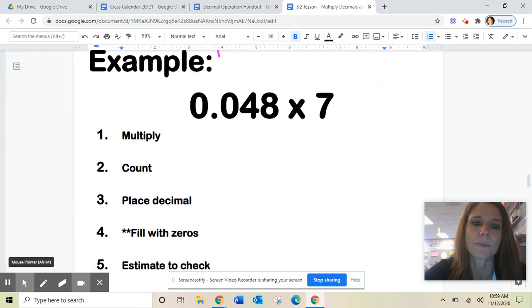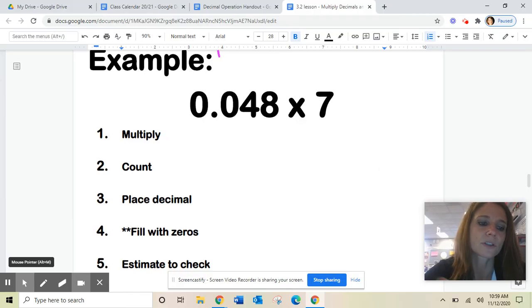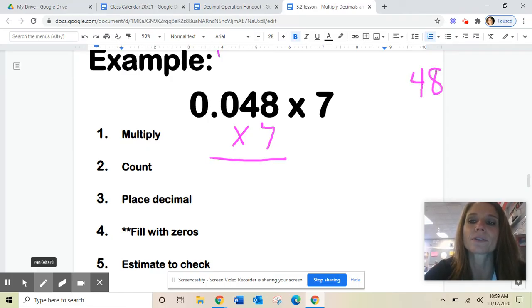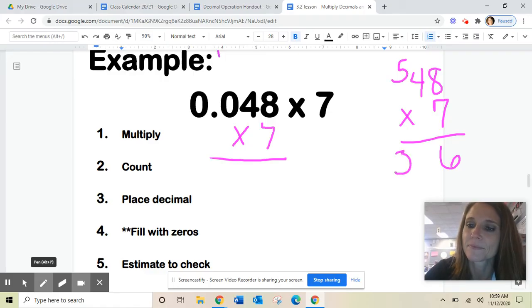Here's my next example. I'm going to multiply these numbers together, and then I'm going to place my decimal in my answer. So it's really a 48 times 7. I can ignore all of those zeros because what happens when we multiply by a 0? We get nothing. So 7 times 8 is a 56. 7 times 4 is a 28, plus 5 more.